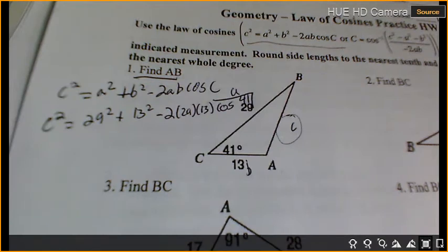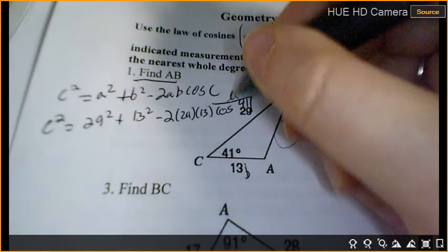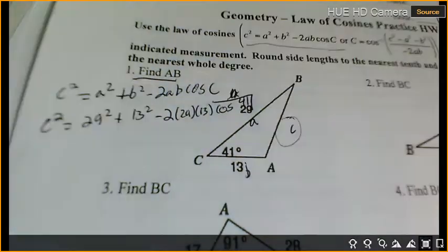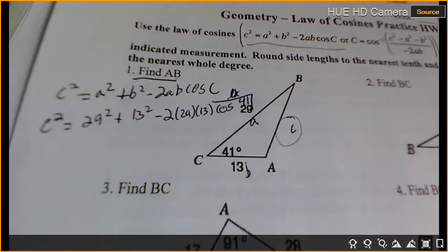This is really nice because it takes 2 steps once you get to this point. Wait, why is there a... because this is side A. So there shouldn't be. So just cosine 41. Yeah. So I'm going to put this in my calculator.